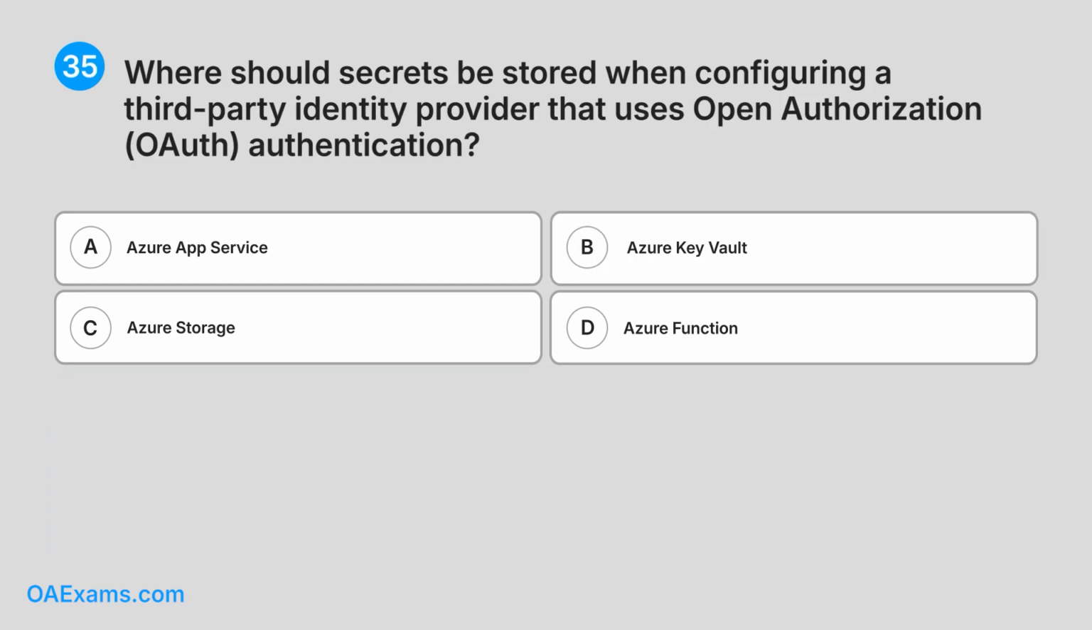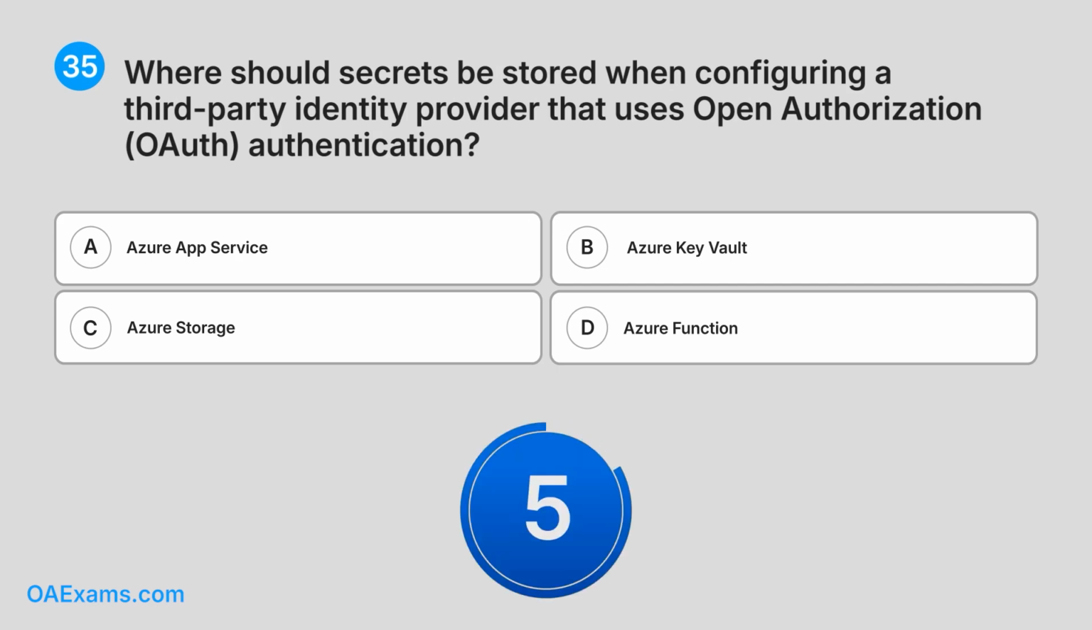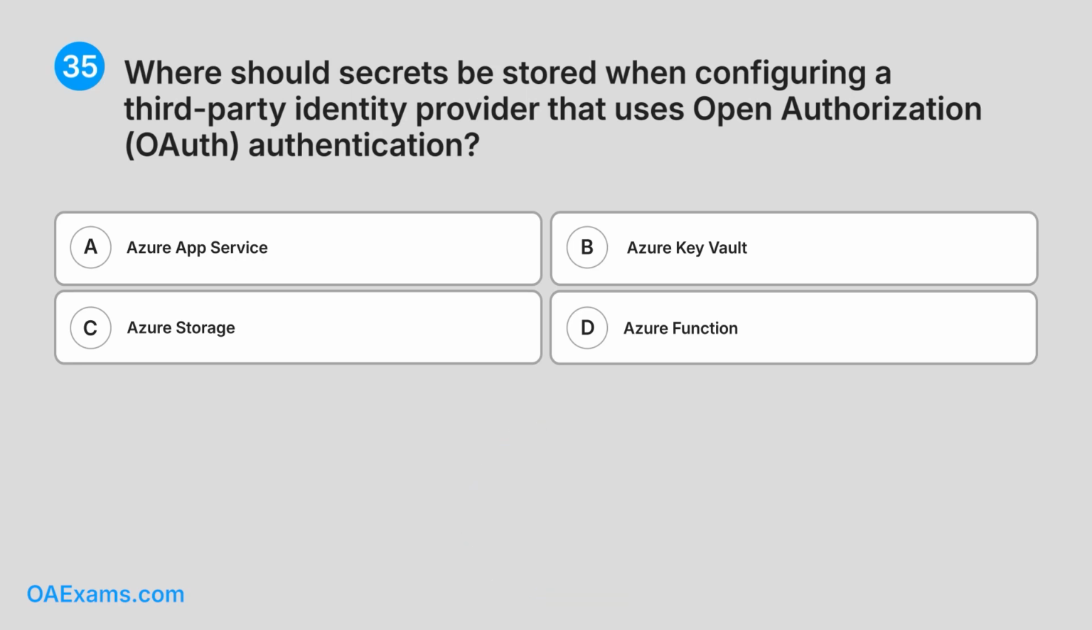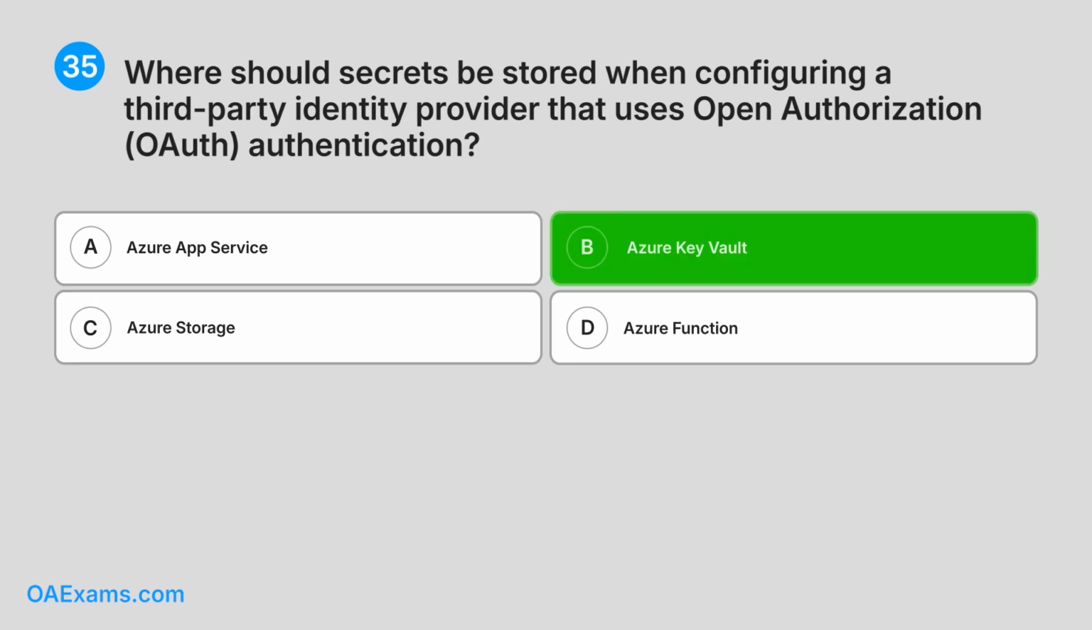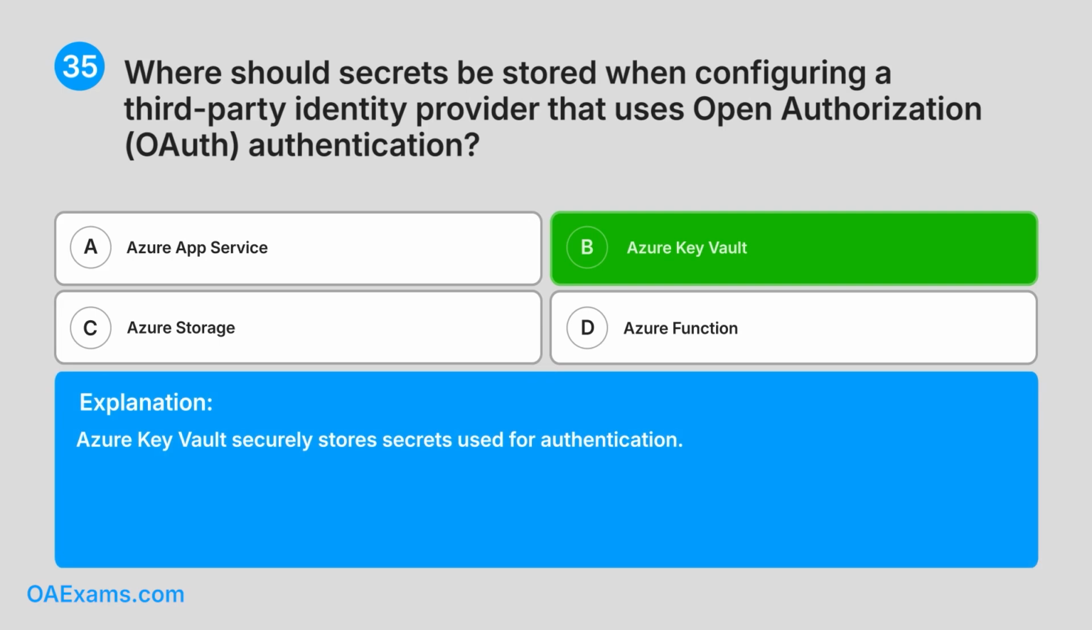35. Where should secrets be stored when configuring a third-party identity provider that uses open authorization authentication? A. Azure App Service. B. Azure Key Vault. C. Azure Storage. D. Azure Function. What do you think is the answer? Correct answer: B. Azure Key Vault. Explanation: Azure Key Vault securely stores secrets used for authentication.